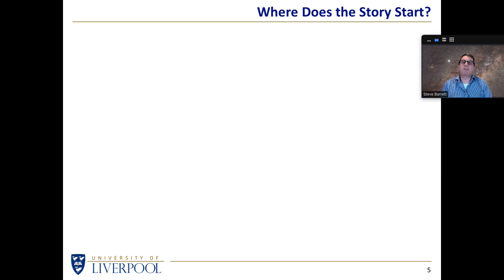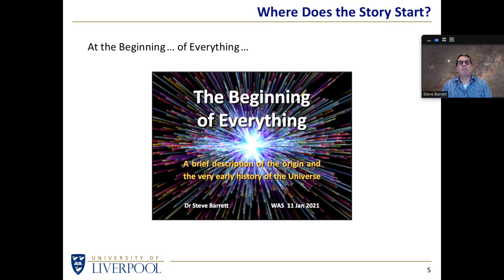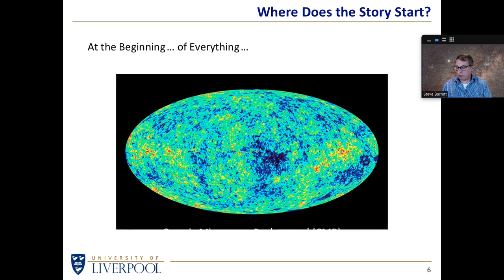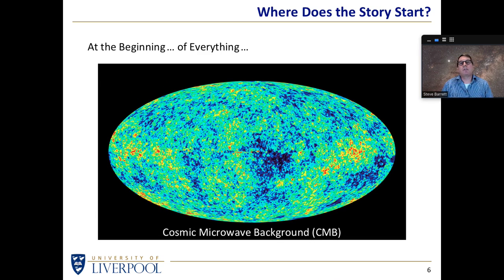So where does the story start? Well, the story starts at the beginning. And in this case, that means the beginning of everything. So back in January, I was talking about how the Big Bang in 3 minutes created all the matter in the universe. And I also described how everything that we now see inside the observable universe, a fraction of a second after the Big Bang, used to occupy a volume no larger than a golf ball. Eventually, that golf ball expanded and the universe turned transparent, and the radiation released is what we now see as the cosmic microwave background.